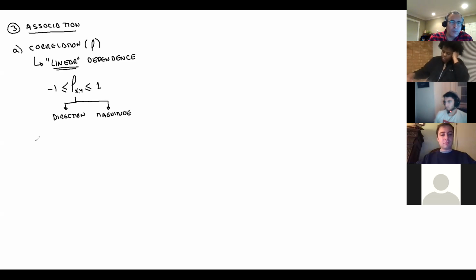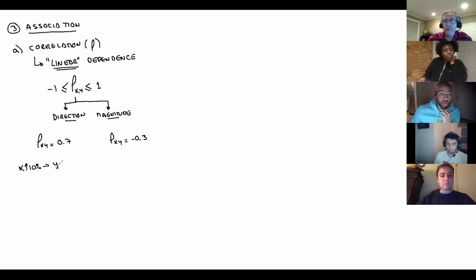Now, let's do one example. Imagine that the correlation of x and y equals 0.7. So what happens if x increases by 10%? What happens with y? Remember, you need to first tell me the direction and then the expected magnitude. What happens with y? Does it go up or down? Up, because I have a positive number here. So this is going to go up. This is the first part of analyzing the correlation.